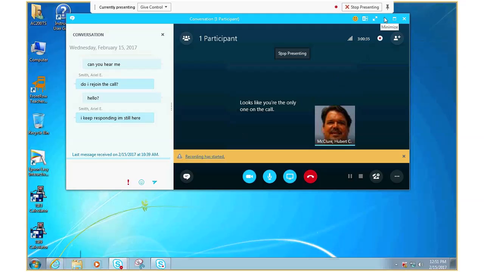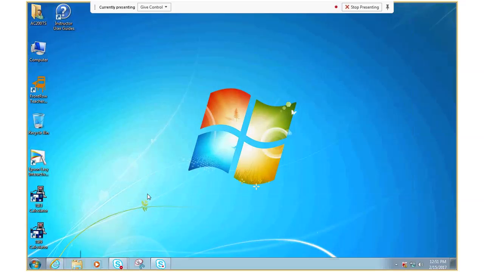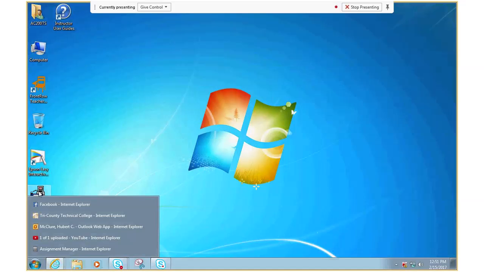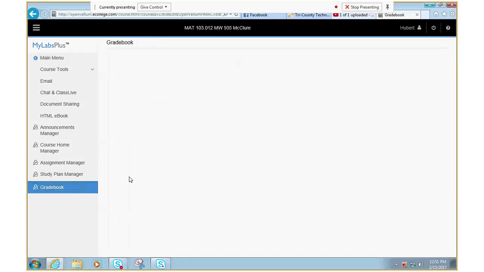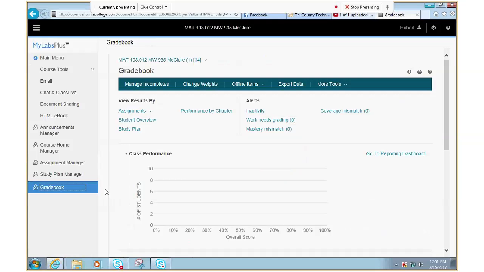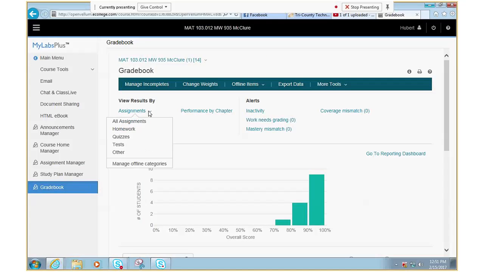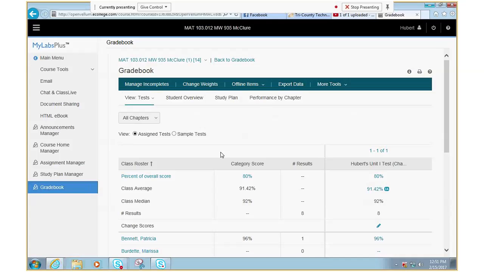Test average. Let's see, the class average for the first test is 92. Yep, and I think only 8 people have taken it.